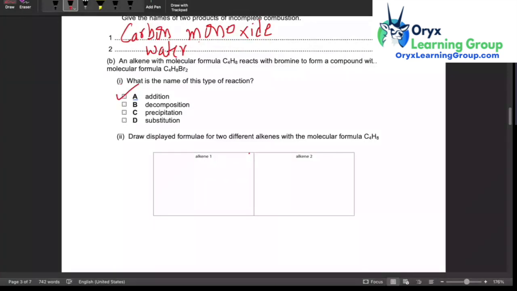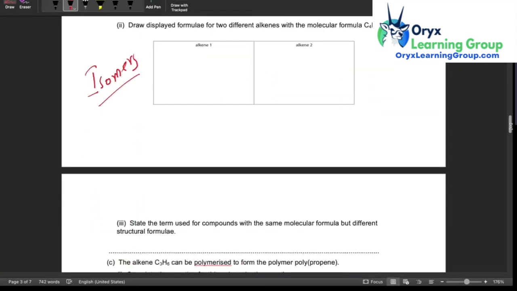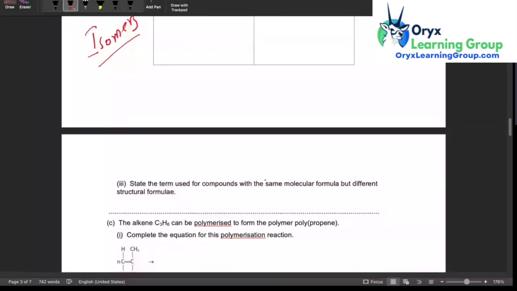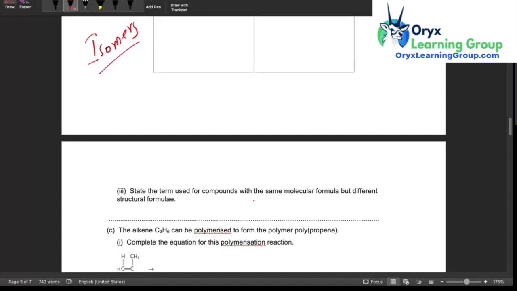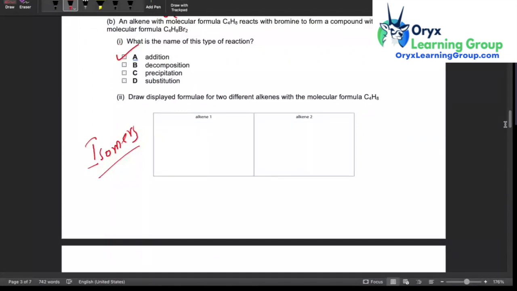So what are isomers? Isomers are compounds which have different structural formulas but the same molecular formula. Have you heard this term, isomers? No, I've never learned that. Oh, because the next question is about them. It says state the term used for compounds with the same molecular formula but different structural formula. The answer for this one is isomers. Okay, I understand. Isomers means they have the same molecular formula but different structural formulas.